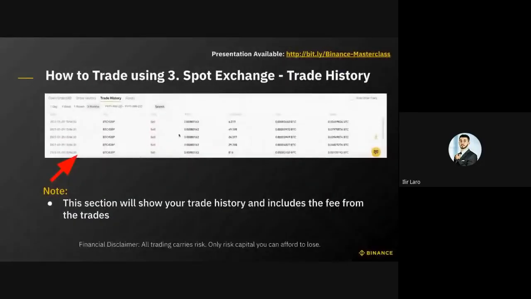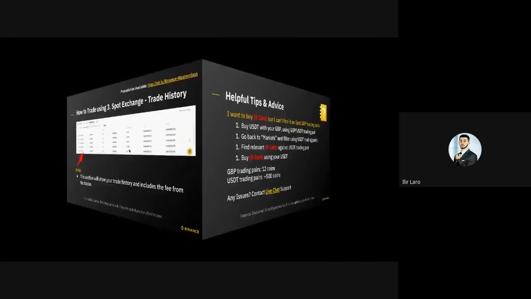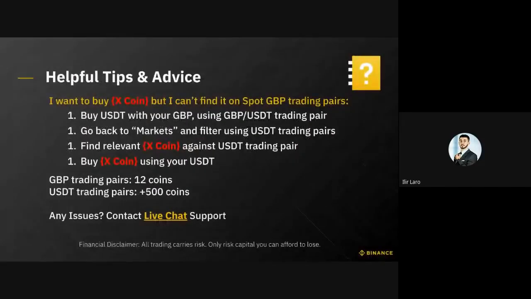And then your trade history is just pretty much the same as your order history. It just allows you to see, for example, the fees that were generated from that open order, and order history as well. So that pretty much concludes the section on trading and buying crypto.